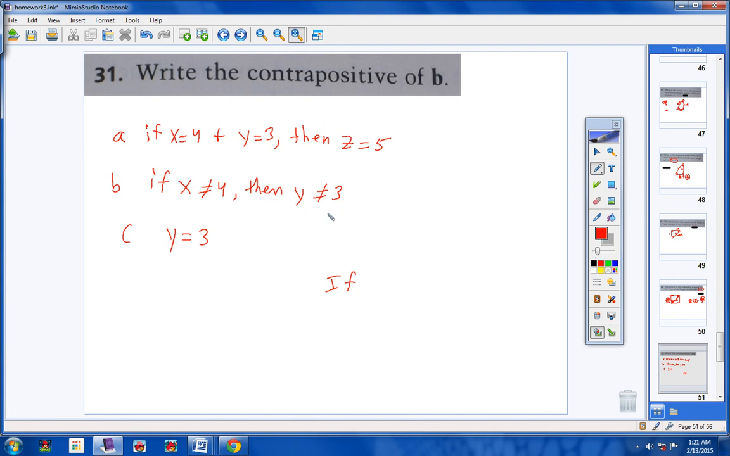and you put this part first, only you negate it. So it says if y does not equal 3, so I'm going to change that. If y equals 3, then you pick up this part and put it in the then part, and you have to negate it. So x does not equal 4, we put x equals 4.